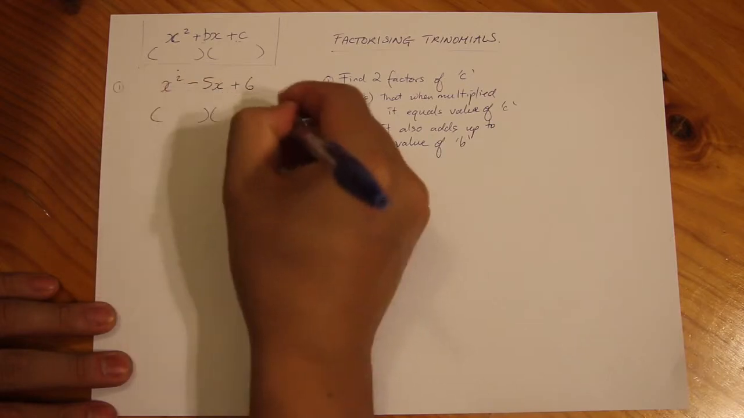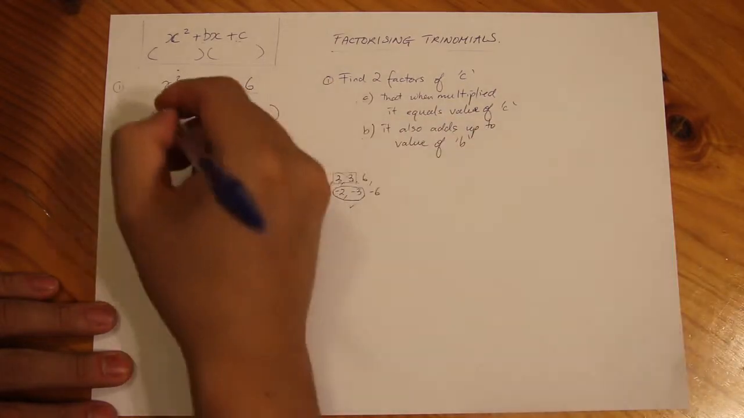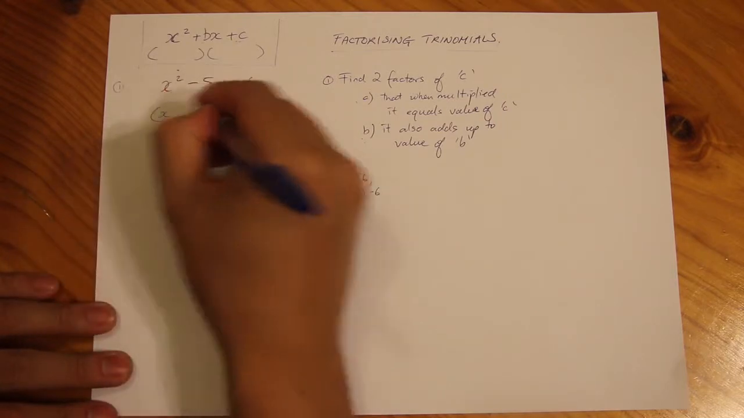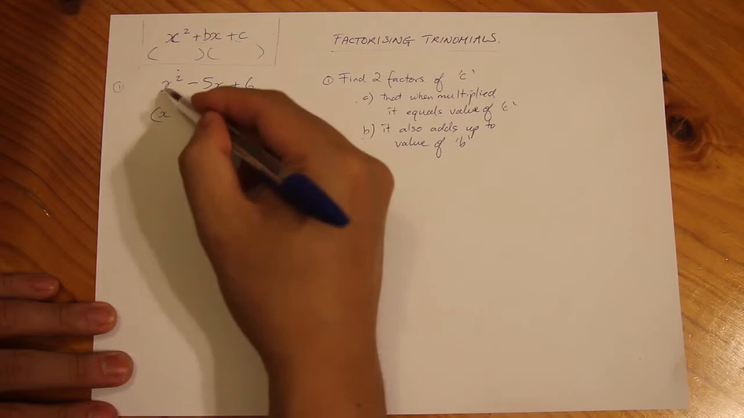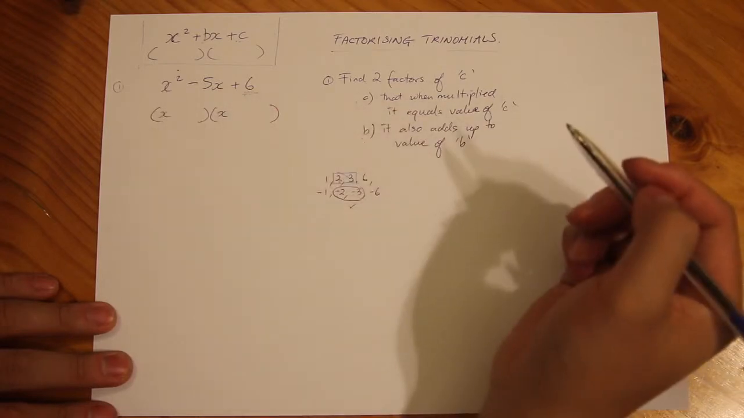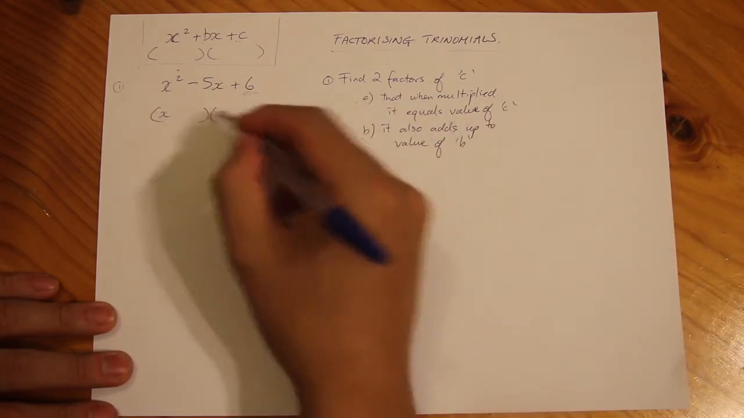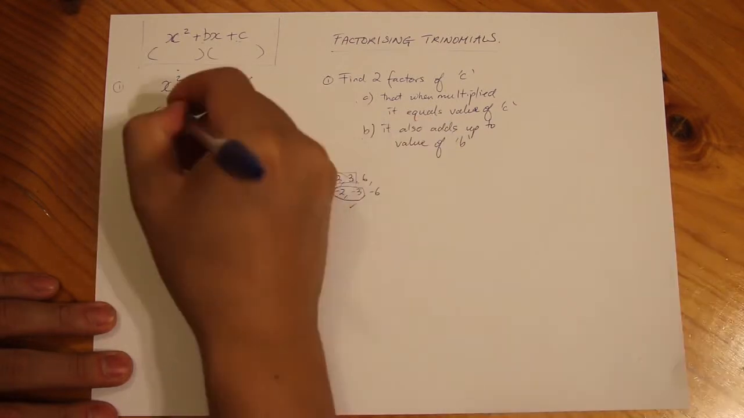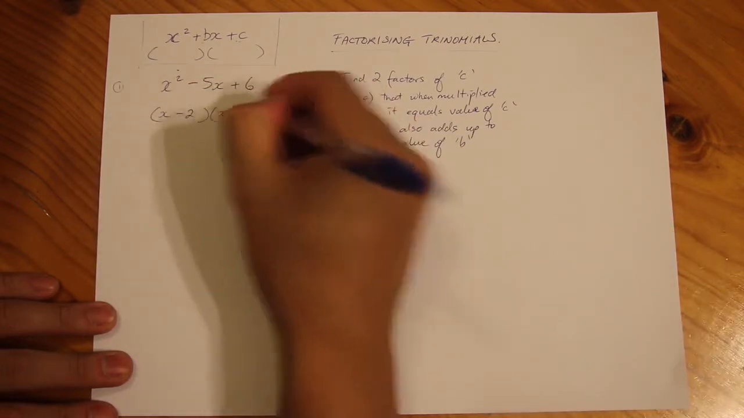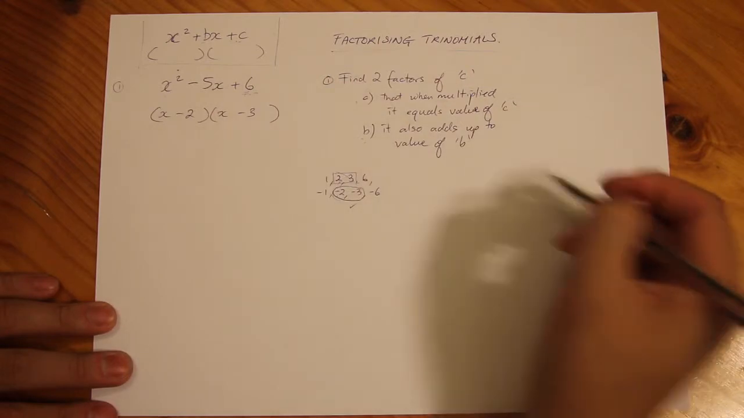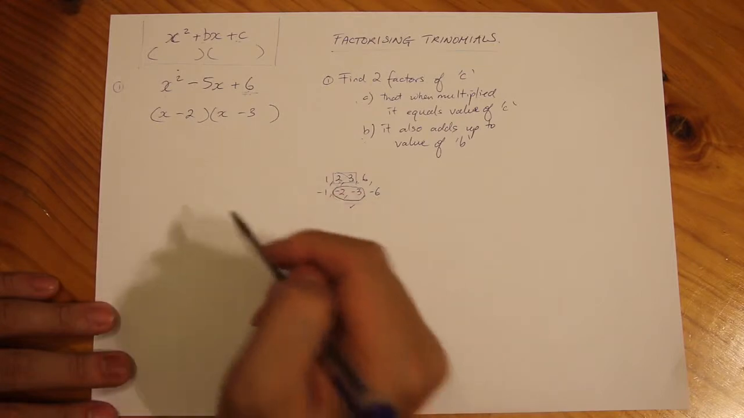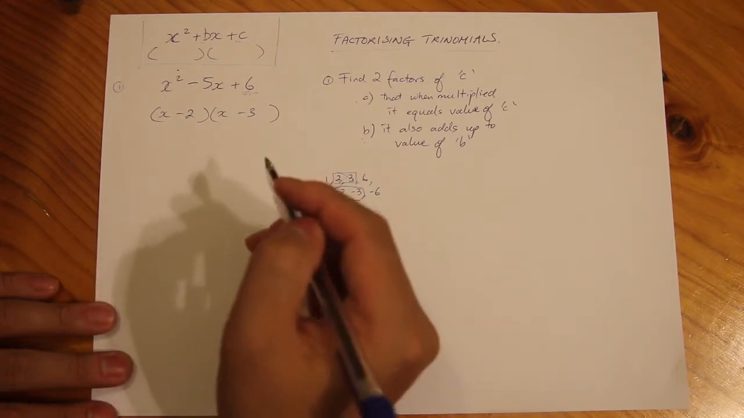Once you've found those 2 factors, simply put the square root of x squared into both brackets. So x kicks it off, and then to finish off each of the brackets, you put in the value of your factors: minus 2 and then minus 3. So our first bracket is x minus 2, our second bracket is x minus 3.